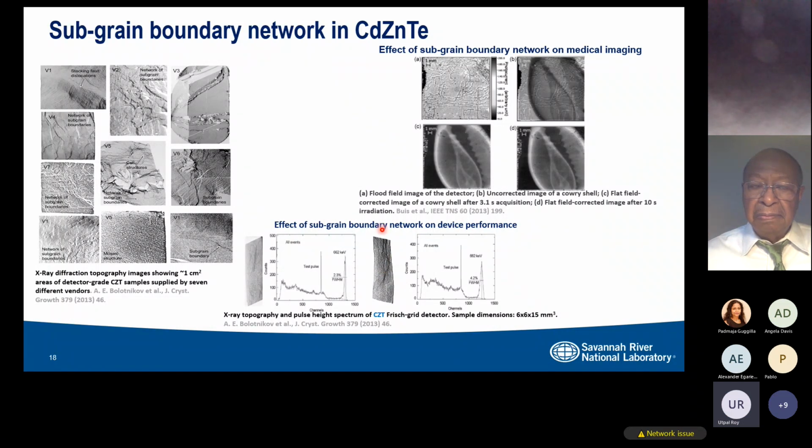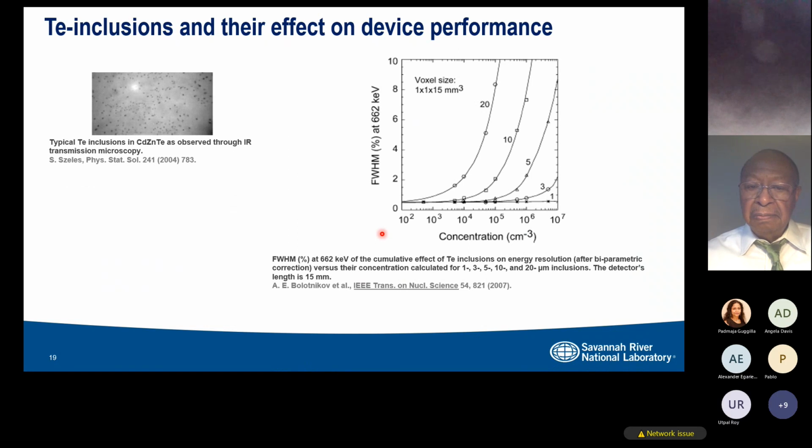And what about the tellurium inclusions? If you see tellurium inclusions, these cadmium zinc telluride crystals are basically opaque material. In visible light, you cannot see through, but in infrared light it is transparent. So what people do is microscopy in infrared light, and they can see those. You see the black dots; those are basically tellurium inclusions.